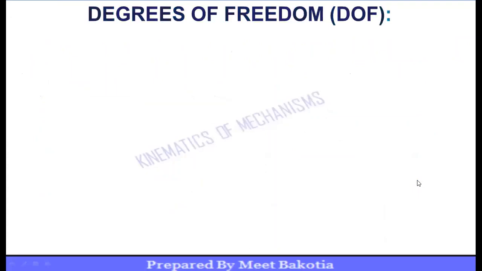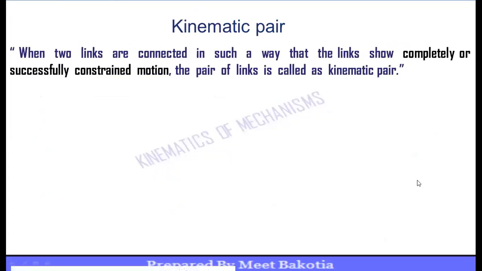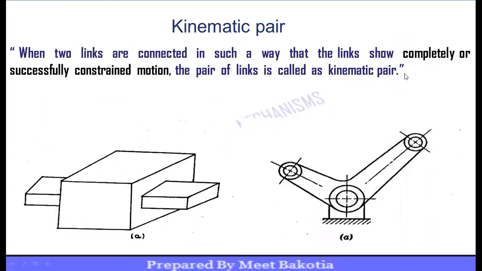Moving ahead, guys, I have discussed degrees of freedom. Let's move to the kinematic pair definition again, because now you have seen the actual terms: completely constrained motion and successfully constrained motion. So what is the definition saying?